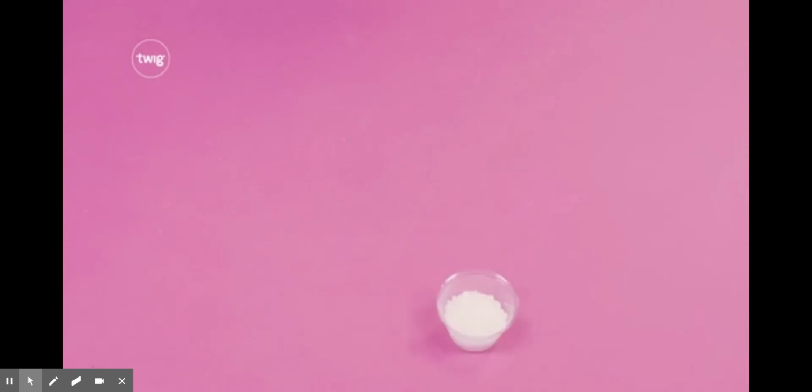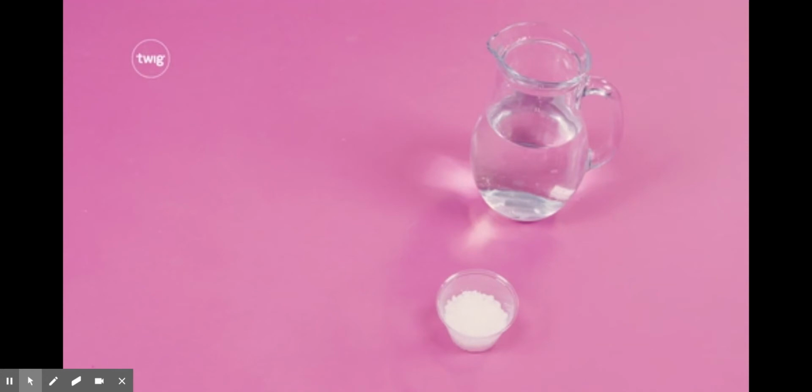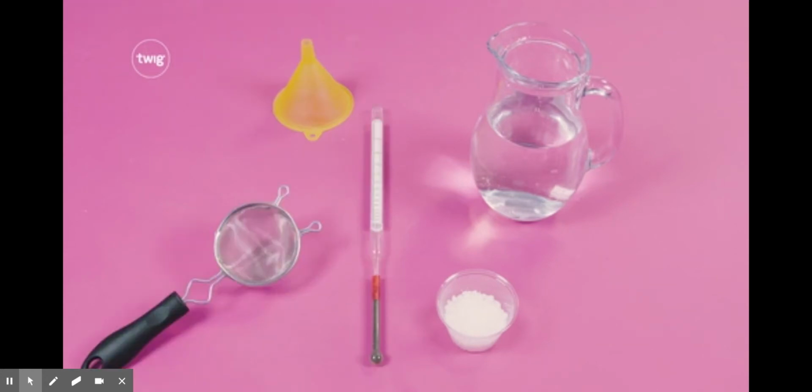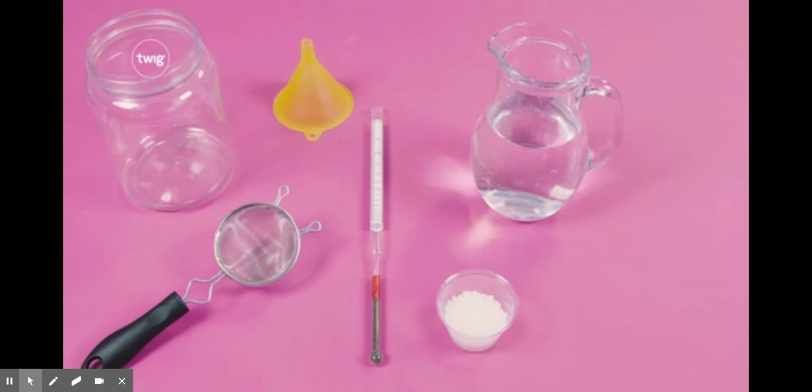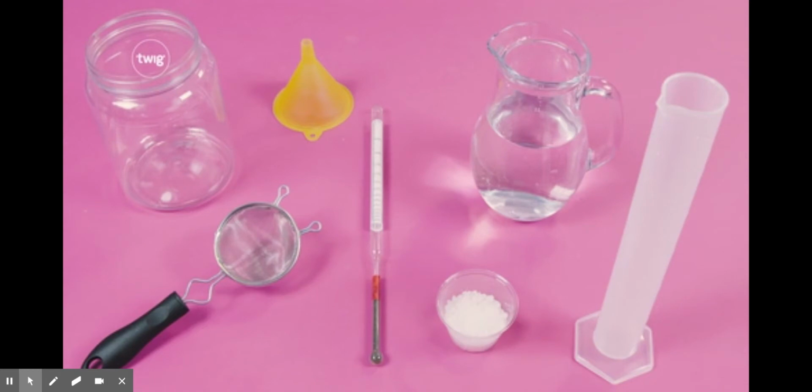We'll need rock salt, at least 50 grams, water from the faucet, a funnel, a hydrometer, a small strainer, a plastic container, a 250 milliliter graduated cylinder, and a measuring spoon.